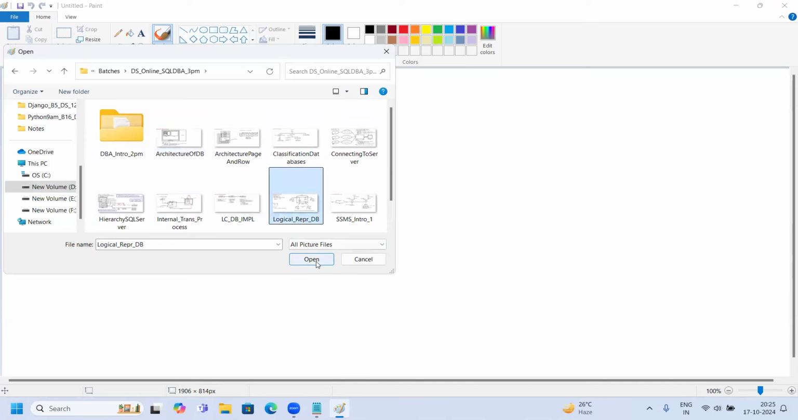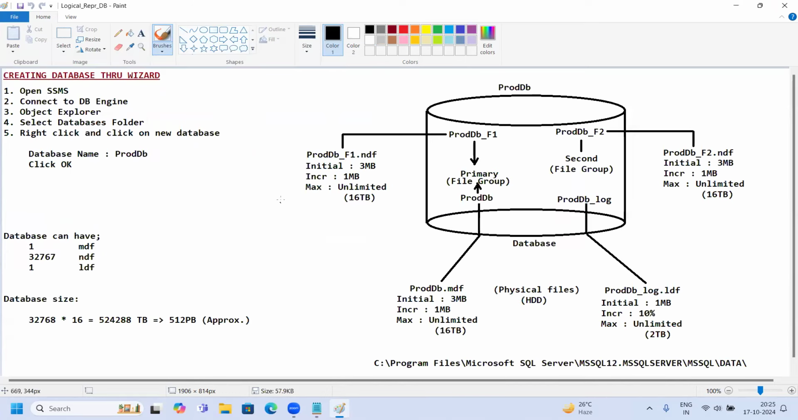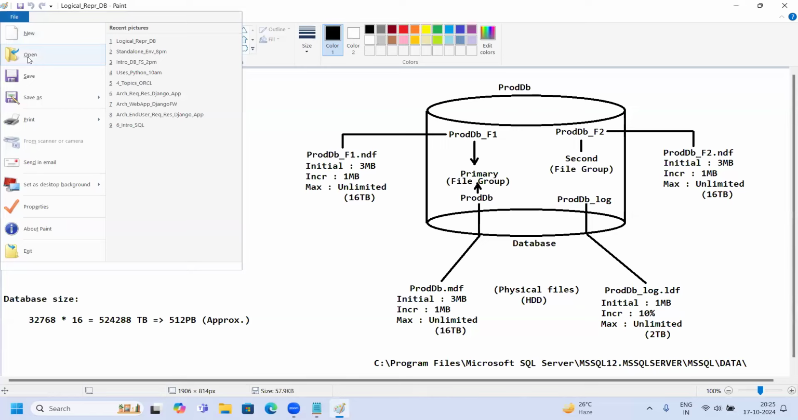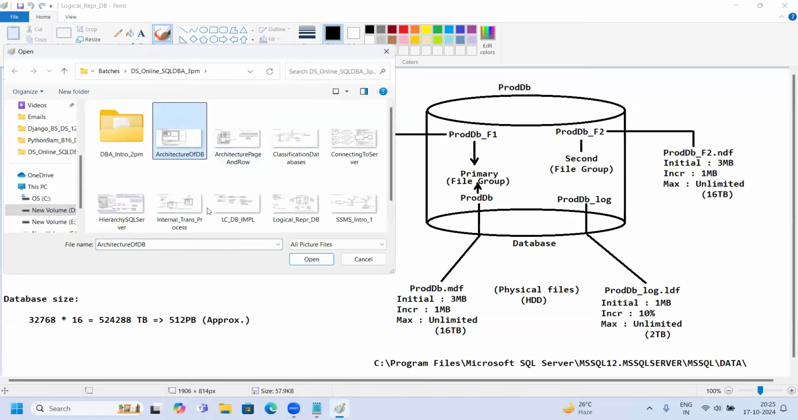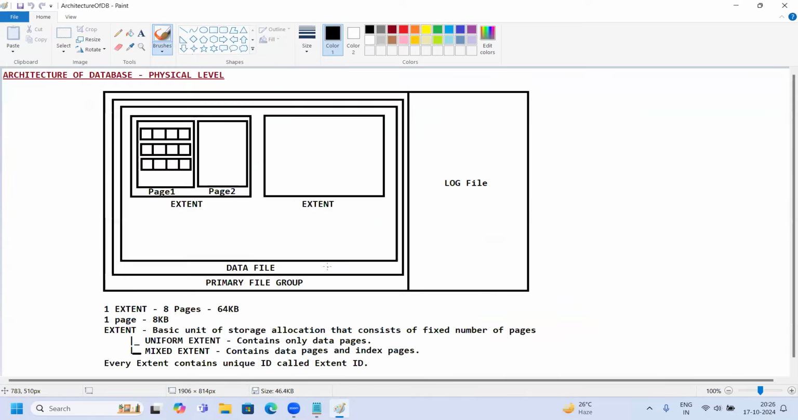First, logical representation of database. This is logical representation of database. First part to discuss: Management Studio. And then I come up with all this stuff of architecture on it. Then I'll go with physical level architecture. This is physical level.